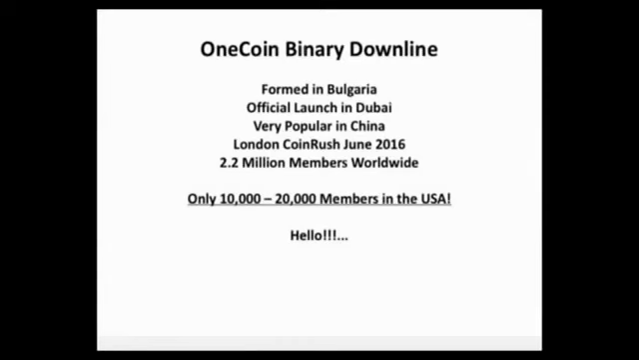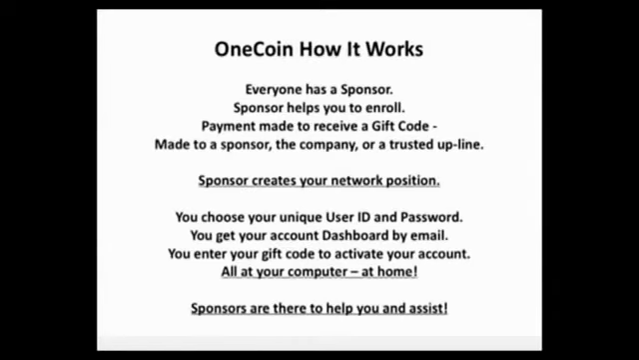The next slide shows how it works. Okay, everybody has a sponsor. Now this is the tricky part, and this is where I got confused at work. When you enroll, you make a payment and you receive a gift code. And the gift code, you can give to your sponsor, the company, or somebody you trust upline. And the sponsor creates your position in that tree. You choose a user ID and password.